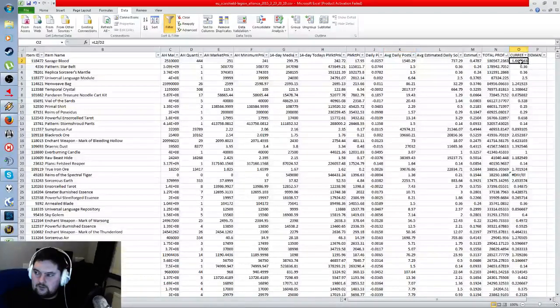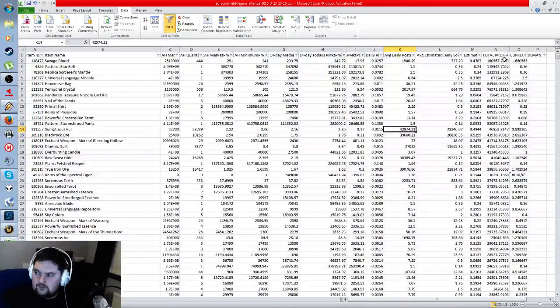Now you can see that the current demand is 1.6, so that's a high demand, and it's a lot higher than the estimated. So what that means is that 700 actually sell every day, but you can see that there's only 444 on the auction house. Now 9 times out of 10, there's always going to be less currently on the auction house than is posted per day, because it's just a snapshot. So especially with things like raw materials like sumptuous fur, you can see that there's 23,000 in the auction house. There's actually 43,000 get posted every day.